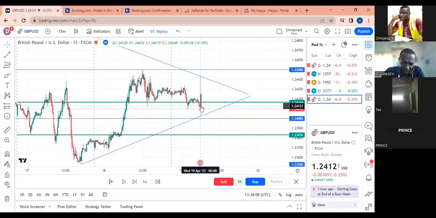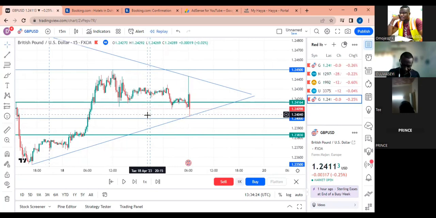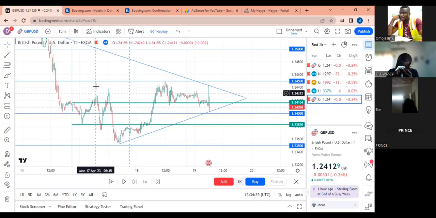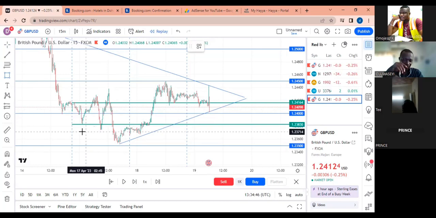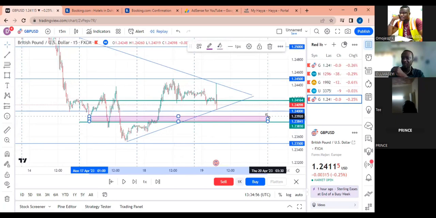So if I'm to take this trade, I'll be waiting. Since we have a rejection here, and this is our psychological level, this is the trend line, and we have something like an M pattern here. For me, if we observe the market since Monday, it has been ranging between this psychological level and this place. The market has been ranging. So we can actually draw something like this. The market has been reacting here. We can have something like this here.